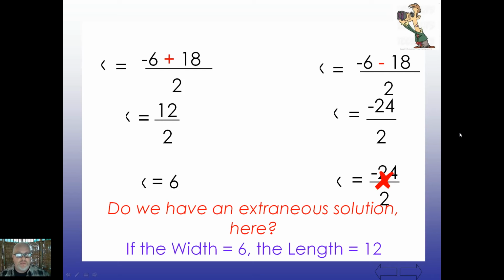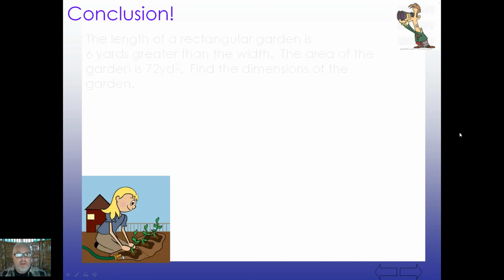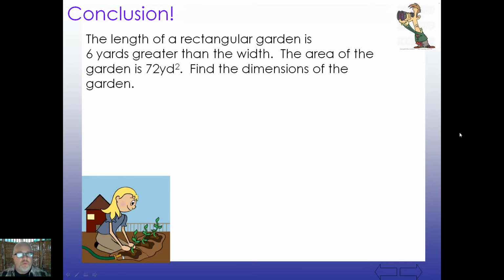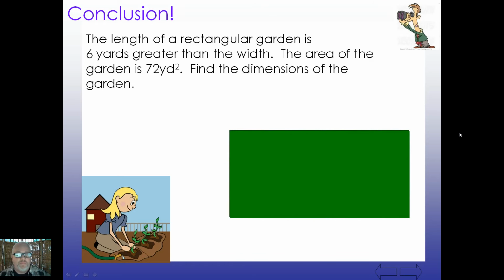If the width is 6, going back to our statement at the beginning, the length should be 12. The length of a rectangular garden is 6 yards greater than the width. Well, if the width is 6, then the length has to be 12, and now you've found your dimensions. And we know, of course, 12 times 6 is 72.